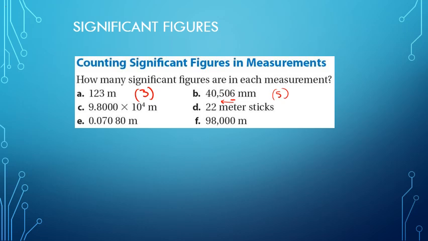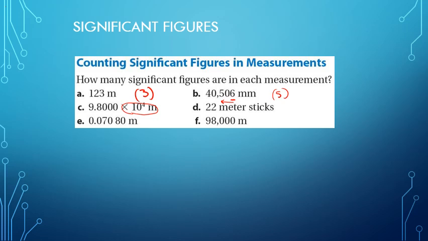When I look at my third example, 9.8000 times 10 to the fourth. Please understand, we haven't talked about scientific notation quite yet. It'll be here in a couple of minutes. But the times 10 to the fourth power, that is just showing us decimal placement. So therefore, this part is not significant.